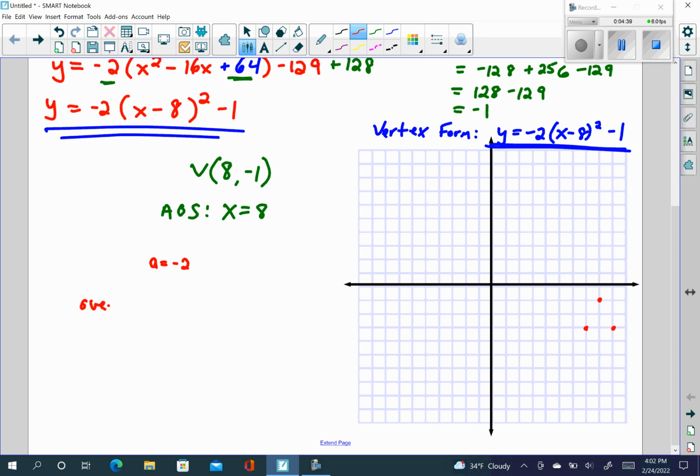So over 1, down 2. So I double the square of 1. If we move over 2, 2 squared is 4, double that, that's 8, so we need to move down 8. So go back to the vertex, count over 2 on either side, and we're going to count down 8. And then as best you can, make this look like a parabola.